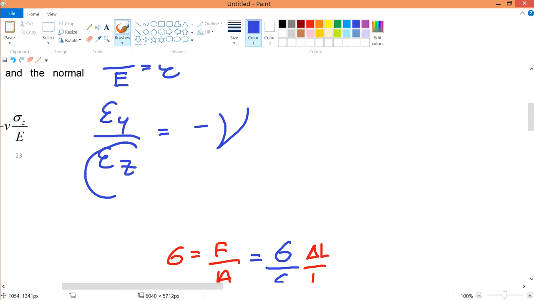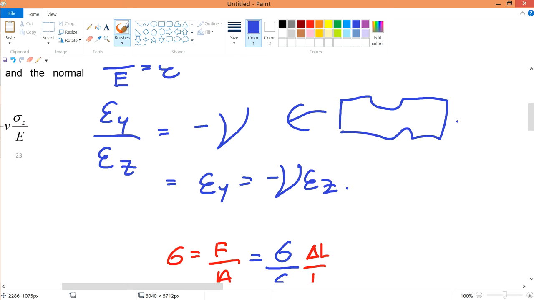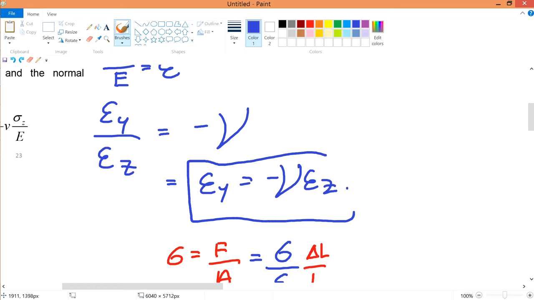Okay, so if I were to bring this upwards, what do we have? Strain Y is equal to minus Poisson ratio times strain Z. The minus Poisson ratio is because when you pull in this direction, this thing is going in the negative direction. It's minimizing, it's being compressed. This is why there's a minus sign. So this is for strain Y and strain Z.